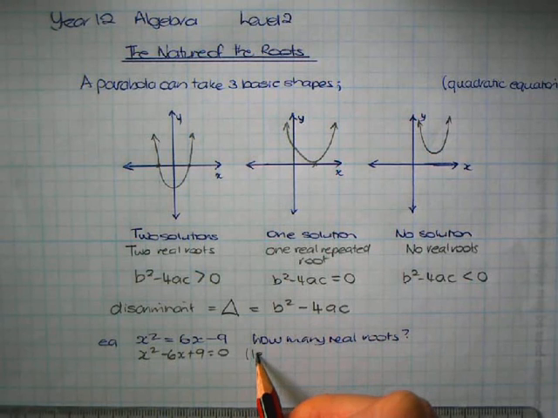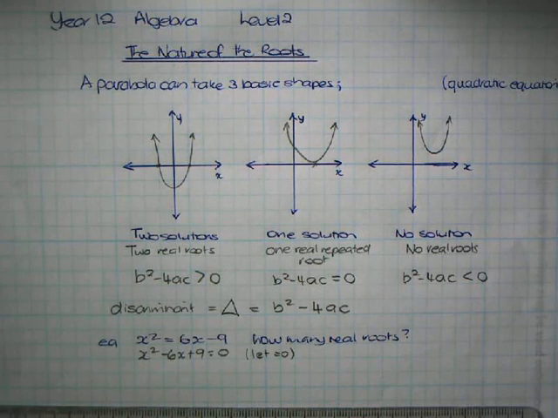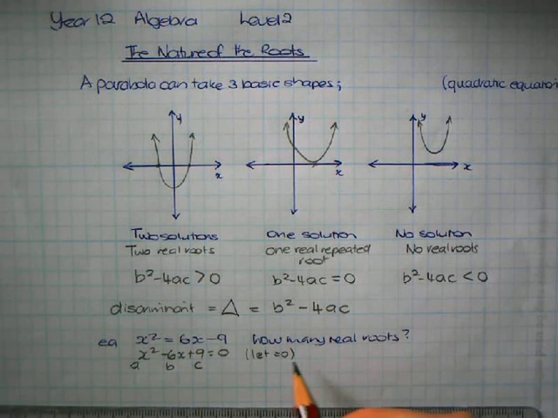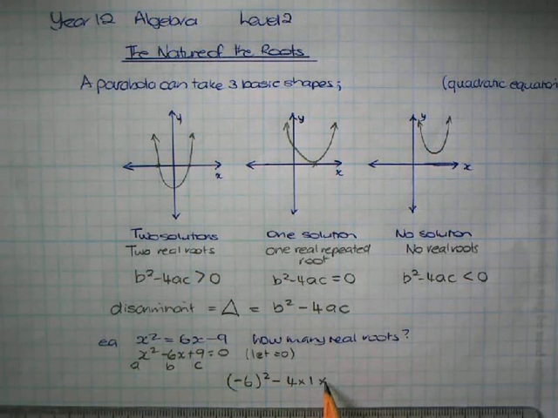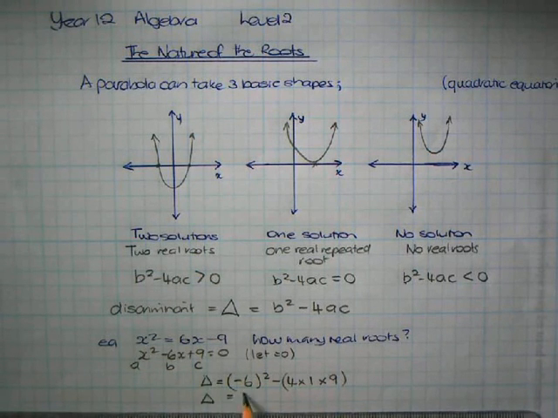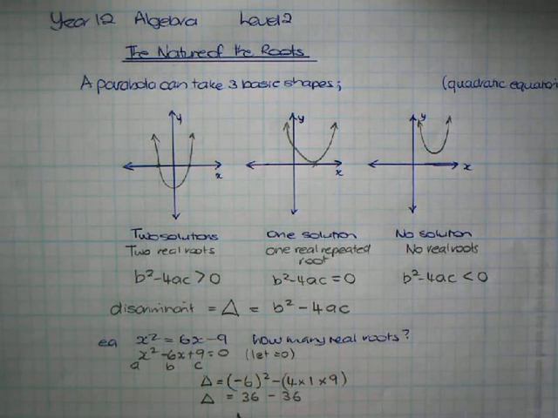Secondly, identify your a, your b, and your c. And then use the equation. So b squared is minus 6 in brackets squared, minus 4 times 1 times 9, and bracket that as well. This is our discriminant. So let's look at the discriminant. It's going to be 36 minus 36. That equals 0. So therefore, we can conclude that this one is one real repeated root.